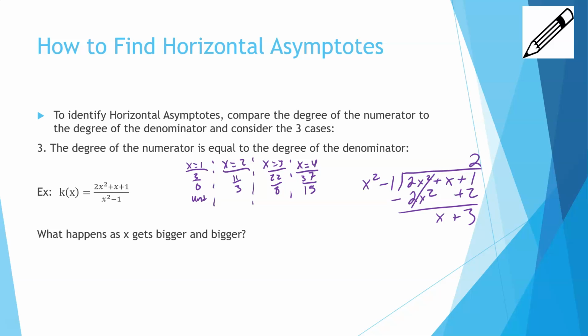Okay, so when I have that, I can see that k of x in this case would equal 2 plus x plus 3 over x squared minus 1. And so in this case, as x gets bigger and bigger, so we already learned, now the degree of the numerator is less than the degree of the denominator. So this is going to become 0. So it approaches 2 plus 0.